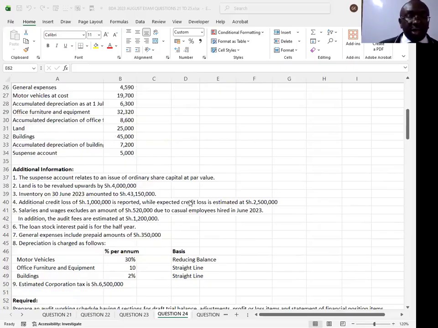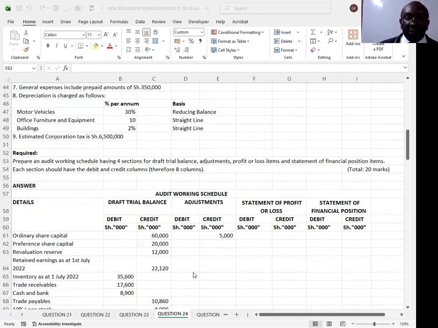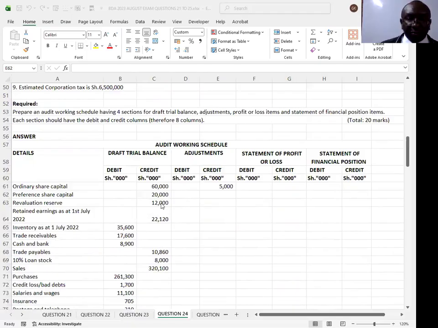The next is saying that land has been revalued upwards by 4,000. So when you revalue, you debit land so that it goes up. And then you credit the revaluation reserve. So we will come here where we have the revaluation, this one. We credit it by 4,000. Now this one we will have to just type because it is not in a cell on its own. So we are going to credit the revaluation.